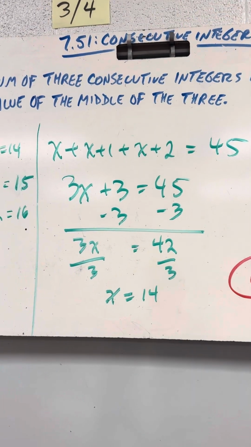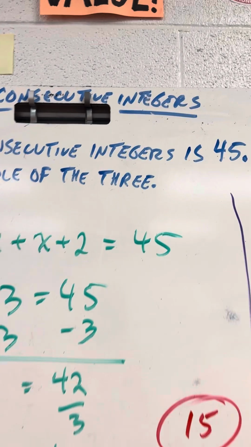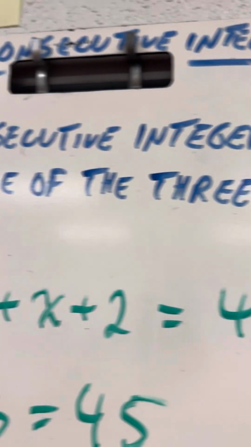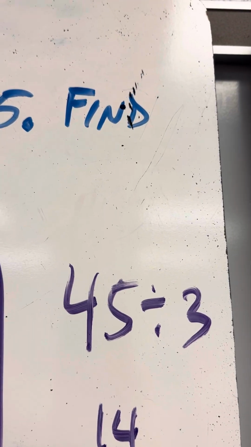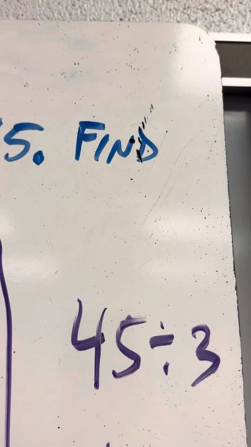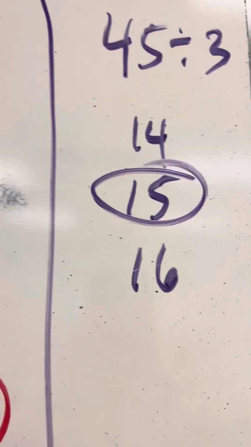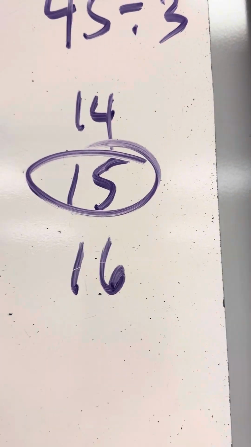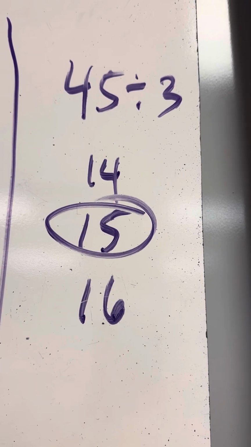Now, I have a shortcut for you, okay? If you take 45, and I want 3 consecutive integers, I just take 45 and divide by 3. That always gives you the middle number. 45 divided by 3, the middle number is 15. So what you do is you just add 1 and subtract 1. And that gives you your 3 numbers, okay?